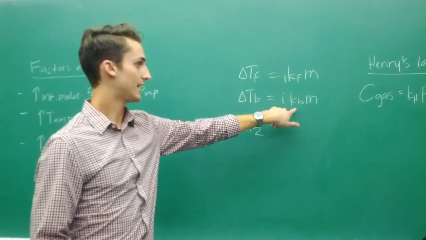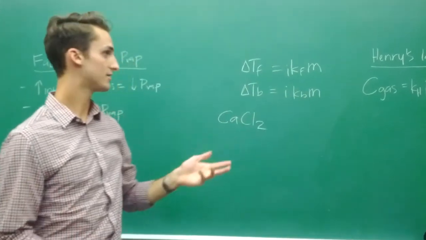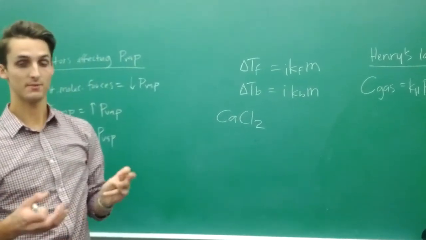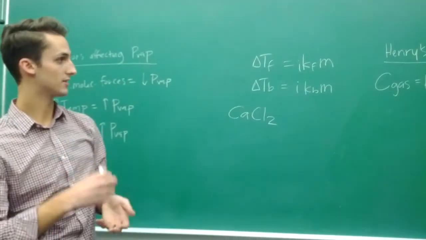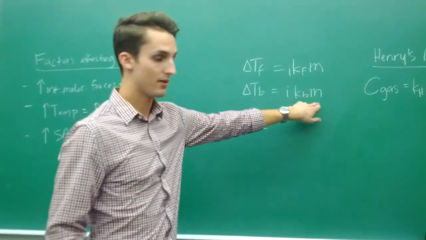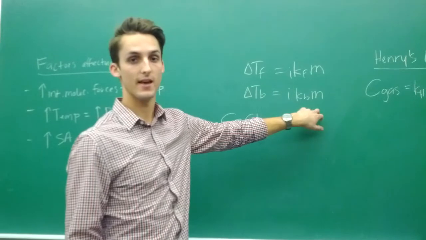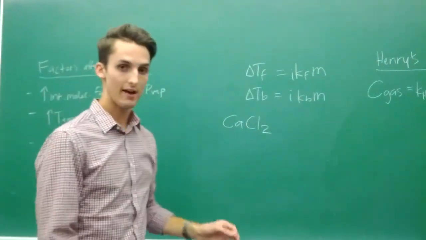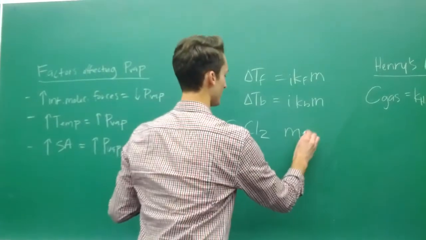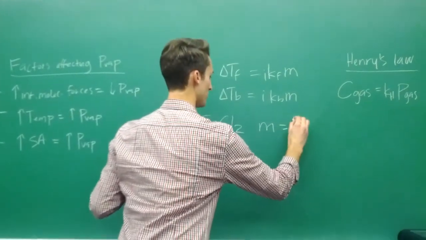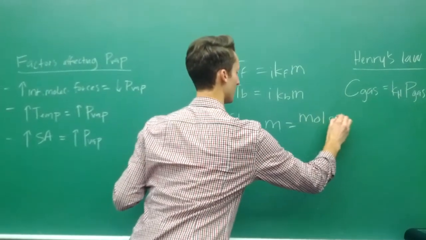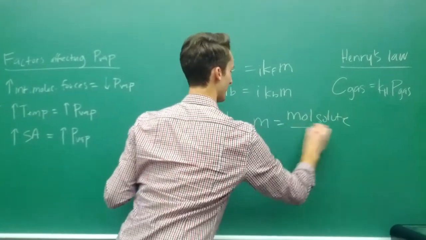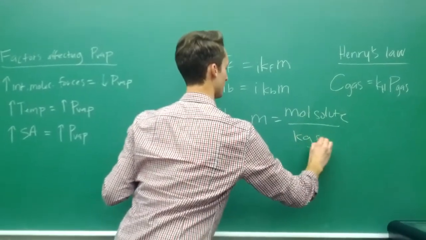The Kf and the Kb in the equation are just constants given for that specific solvent that you're dissolving in. And the m, again, notice here, this is a lowercase m, it's molality. It's not molarity. And molality is your moles of solute divided by the kilograms of solvent.